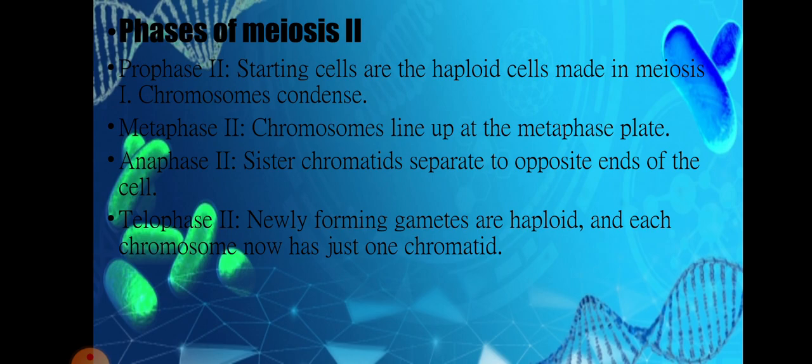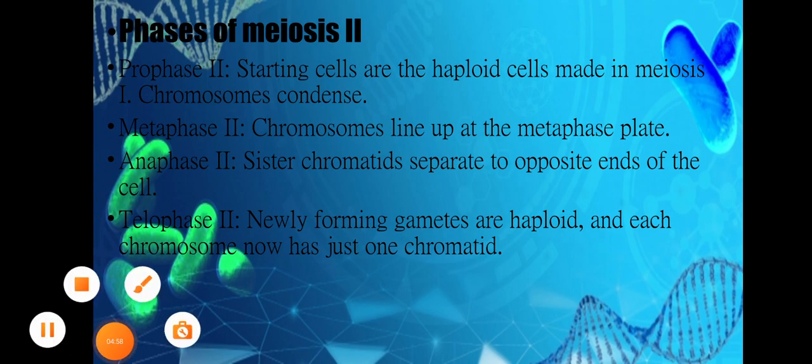Prophase II, starting cells are the haploid cells made in meiosis I. Chromosomes condense. Metaphase II, chromosomes line up at the metaphase plate. Next is anaphase II. Sister chromatids separate to opposite ends of the cell. Next, telophase II. Newly forming gametes are haploid and each chromosome now has just one chromatid.